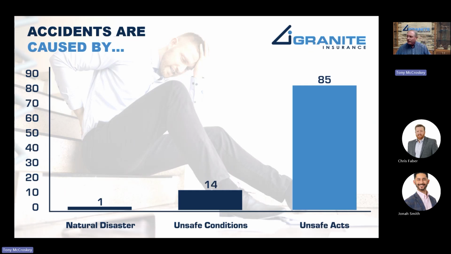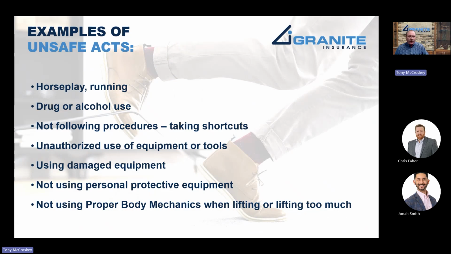What's an unsafe act? An unsafe act is like horseplay, running, drug or alcohol use, not following procedures, taking shortcuts. By far, the largest thing that happens there is taking shortcuts. It's unbelievable what you will see happen. And I've got some photographs here in a minute to explain some of that. But by far, the biggest exposure is taking shortcuts and not following procedures. We have procedures for a reason.